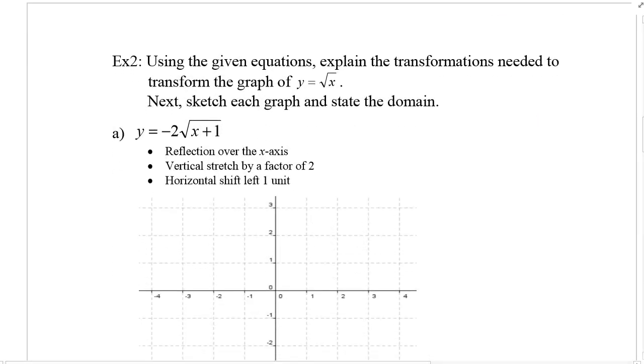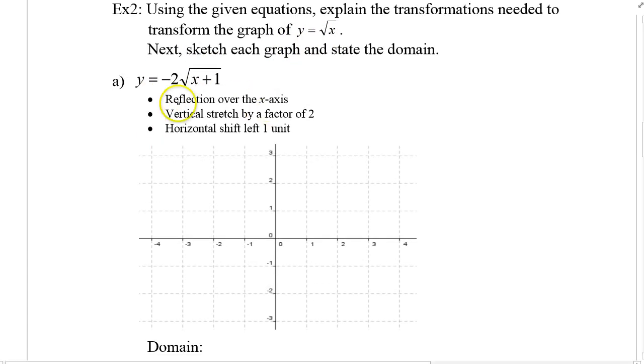Second example: using the given equations, explain the transformations needed to transform the graph of y is equal to the square root of x, and to get this. Okay, so kind of helps us because it does the explaining for us. Okay, next, sketch each graph. So the example asks us to explain it and to graph it, and in fact it's already done the explaining for us, so it's kind of nice.